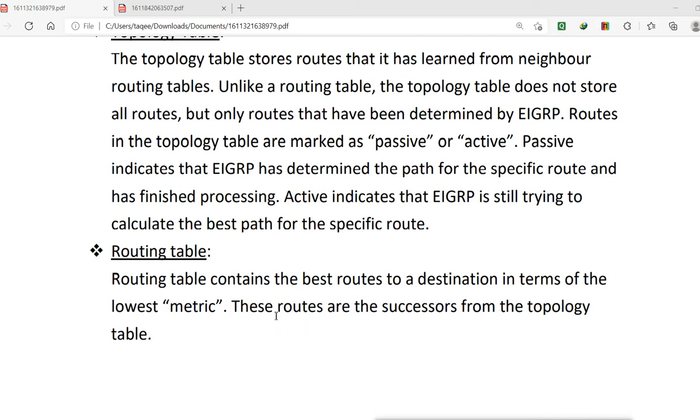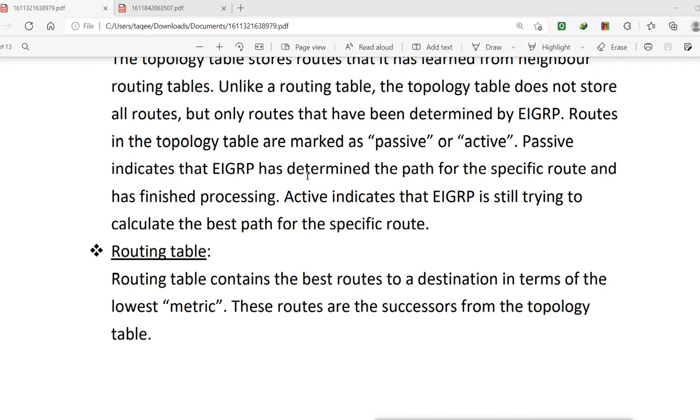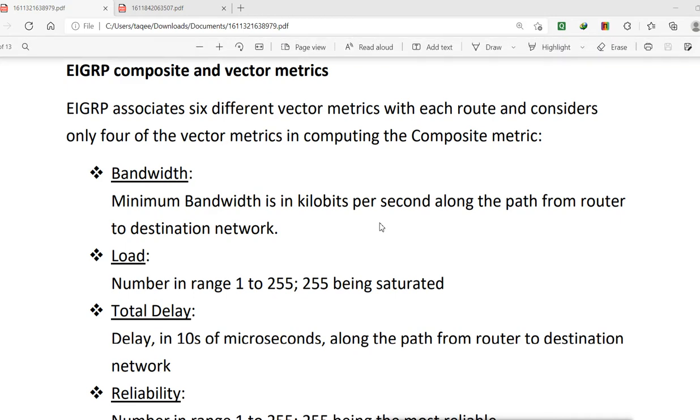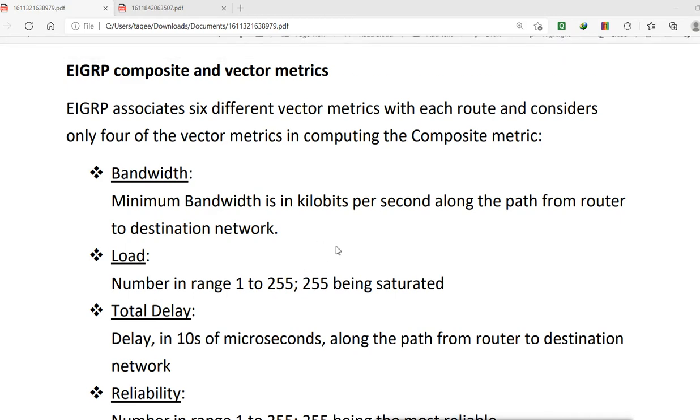So when the topology table has all the routes and all the routes are calculated, the best path with the best metric will go to the routing table, and that is called the successor. And the second best path will remain in the topology table, which is called the feasible successor. Then it calculates the metric to get the best path.